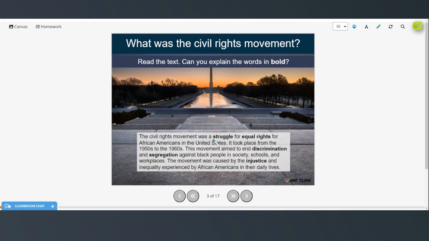So, struggle would refer to something that is difficult, something that you have to work hard to achieve. Equal rights just means that everyone has the same rights under the law. Discrimination would be to deny a person their rights based on a factor such as their race, their gender. And then segregation is to separate people, again, based on things like race and gender. And injustice is things that are not fair.